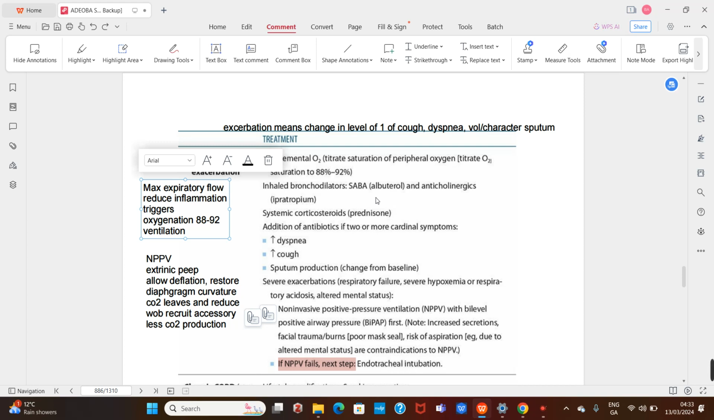Now, before we get to oxygenation, some of them might require antibiotics. And that is where you have any two or more of these symptoms. The person is having increasing dyspnea and cough, or the person is having cough and increased sputum production, or the person is having increased sputum production and dyspnea. Once you are able to identify any two of these, you must add an antibiotic to that treatment without doing any gram staining or culture. Give your antibiotics to treat that.